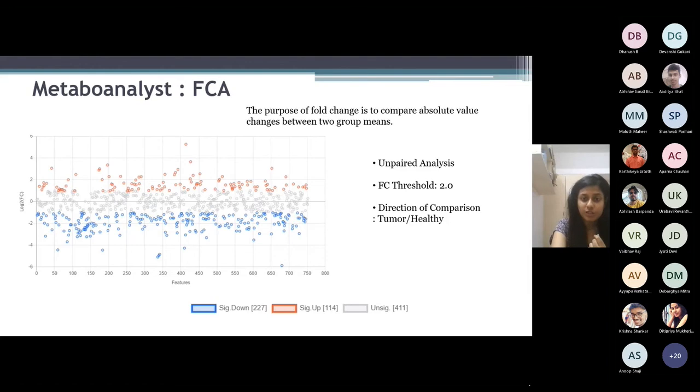The fold change threshold of 2 was set and the direction of comparison was tumor to healthy. From this graph, we got 227 significantly downregulated proteins, while 114 proteins were significantly upregulated in the tumor samples. The remaining 411 proteins didn't have a significant fold change value and did not cross the set threshold.